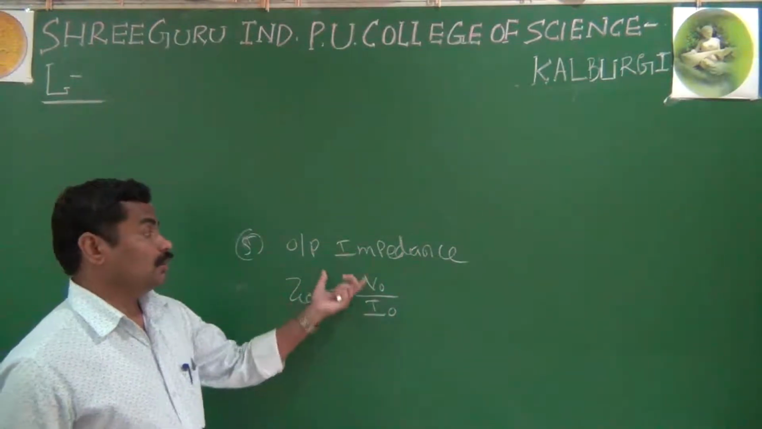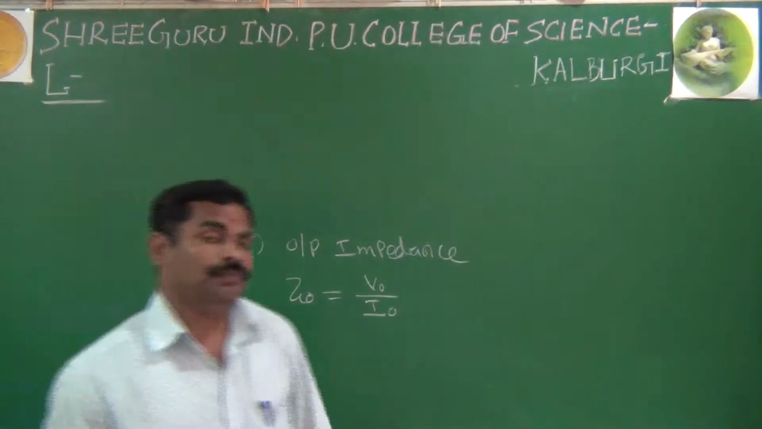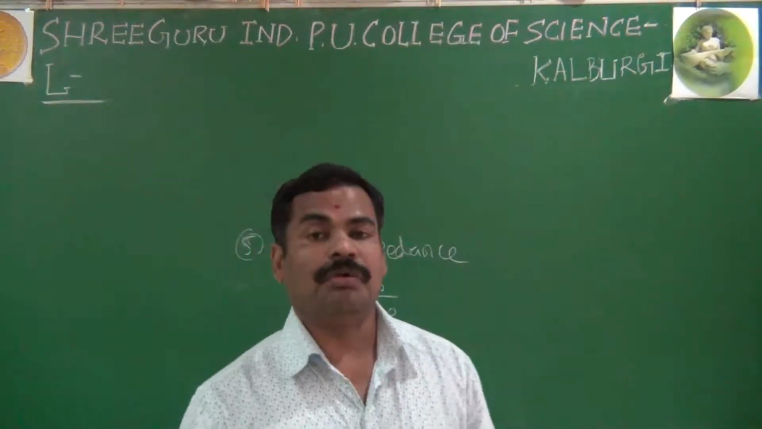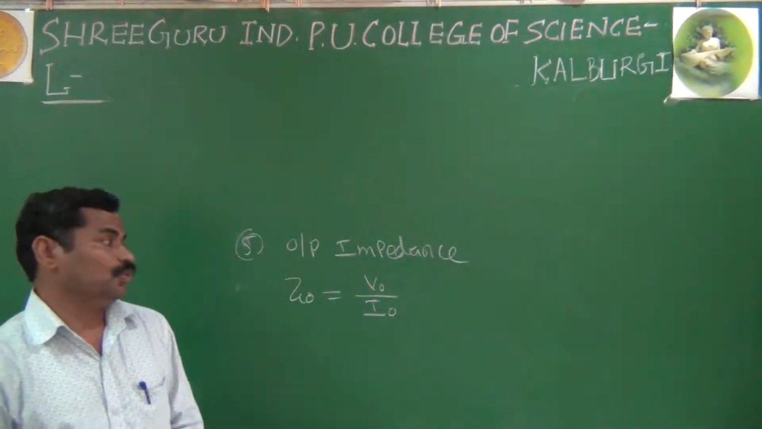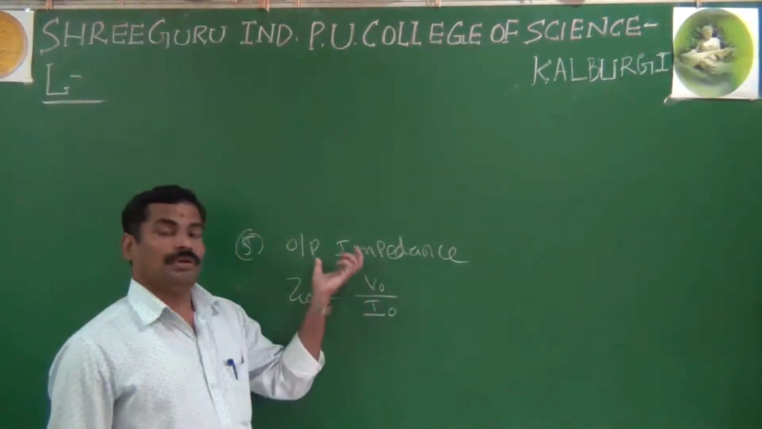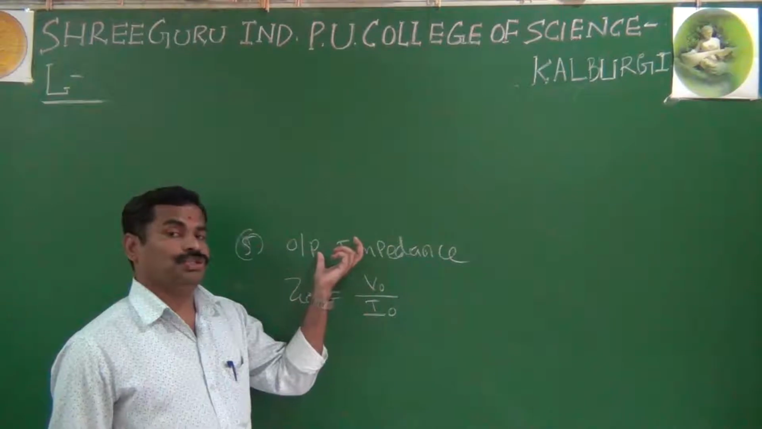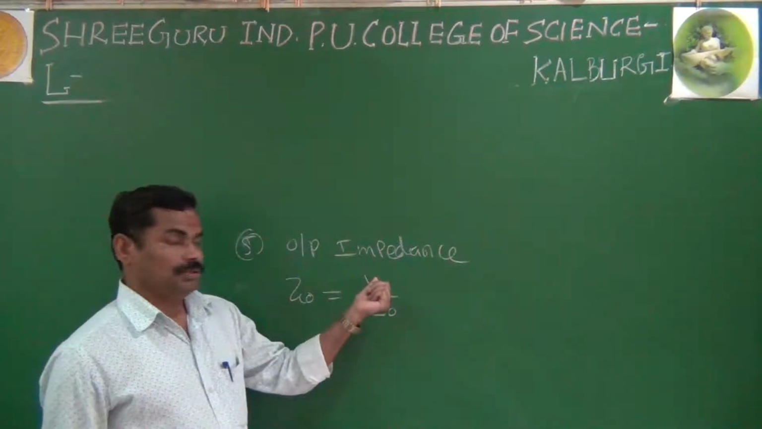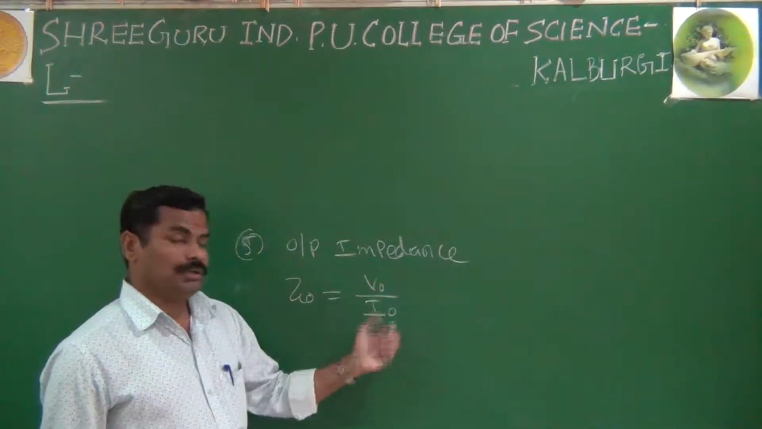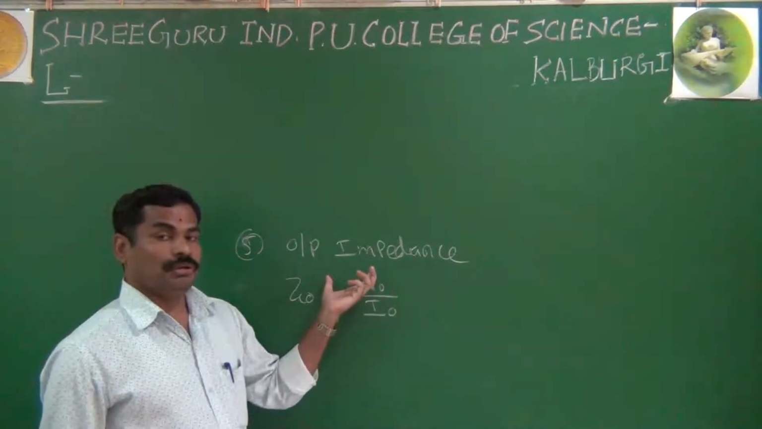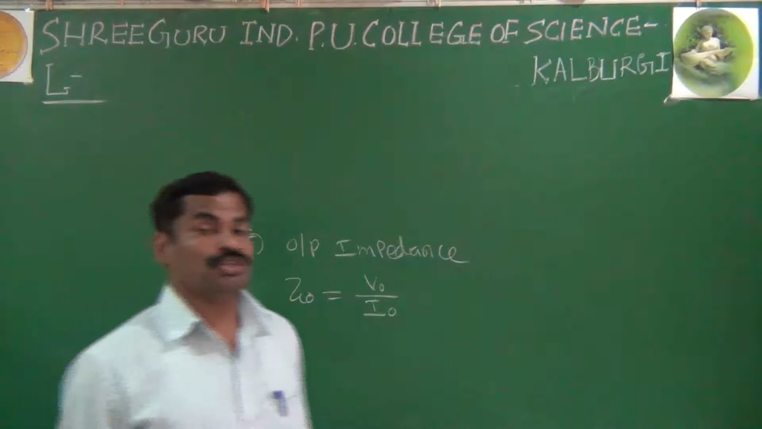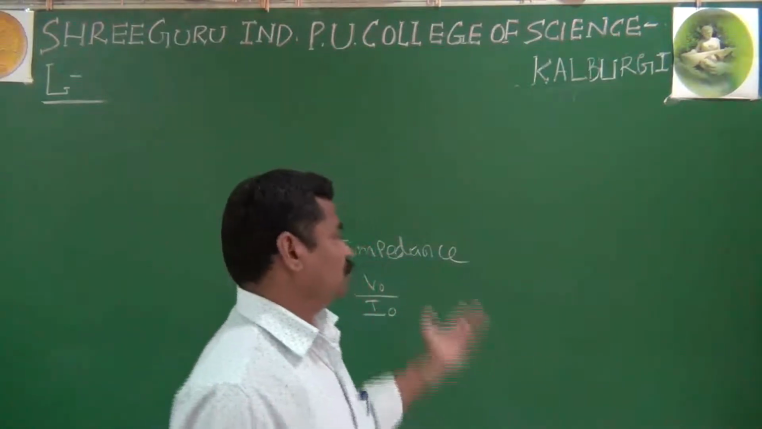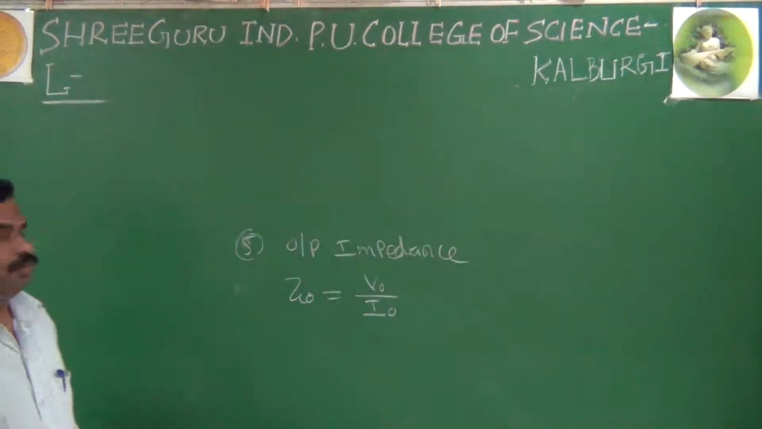Another way of defining output impedance is the total opposition offered by the amplifier to the output section. That is your output impedance, because it is the ratio of the output voltage to the output current, or the total opposition offered by the amplifier towards the output section.